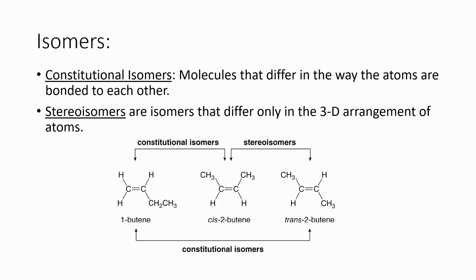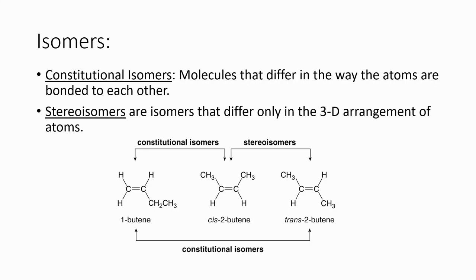But remember, we can't rotate a bond around that double bond. We can't rotate the molecule. So this is called cis-2-butene because these two methyl groups are locked on the top. They're on the same side. So if they're on the same side, that's called a cis molecule.